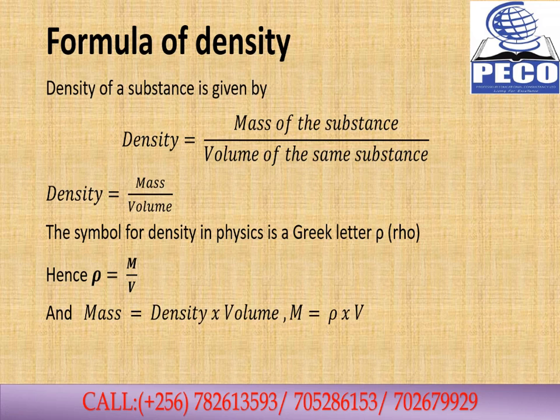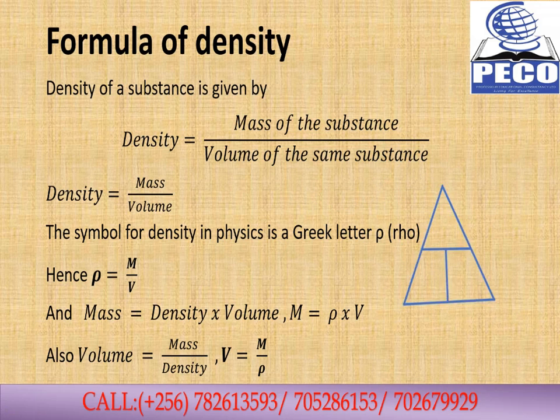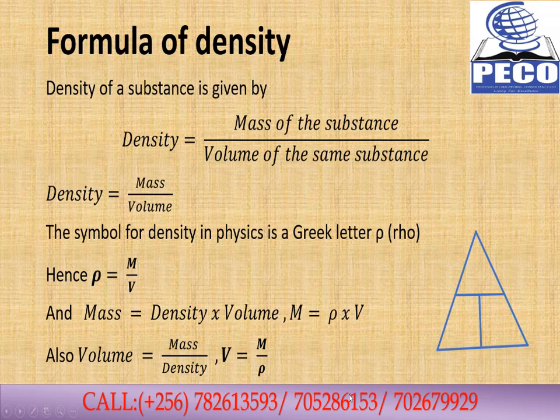Now if we want to make the mass the subject, definitely you know that I will cross multiply and I'll have mass as density times volume. So m is rho times v. And also, if I'm to make volume the subject of the formula, then I will divide here by density, and therefore volume is mass over density. Mass over density.